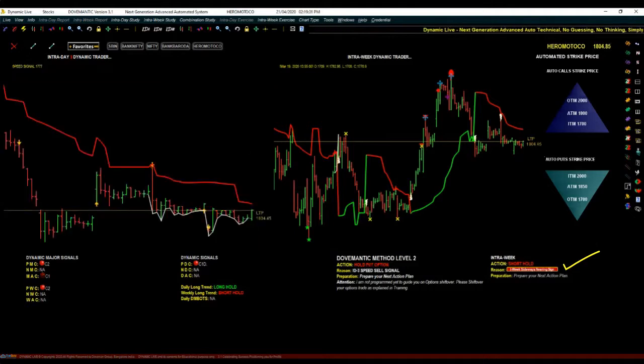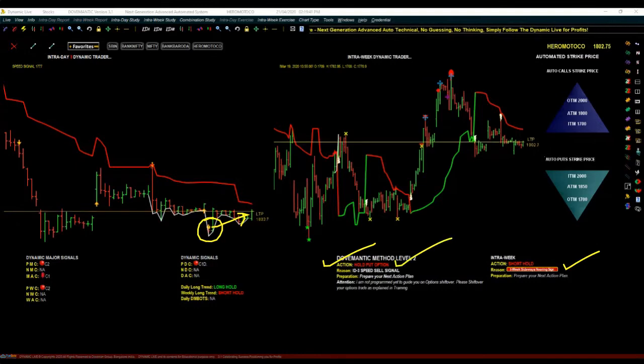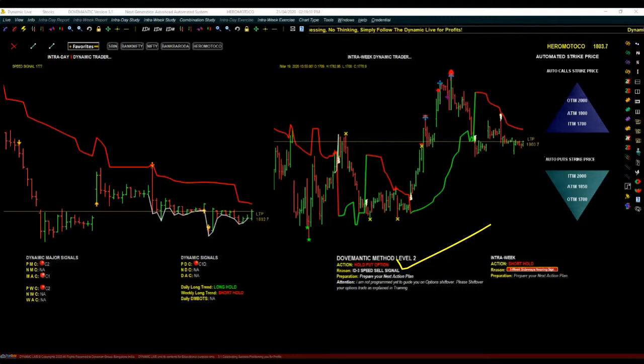Now here is the case of Hero MotoCorp, wherein it has told us to buy a put option, an intraday 3 speed signal. Somewhere here it has told us to buy a put option, after which the price is currently moving up, but still it is telling you to hold the put option. Just hold on to it, right? Hold it until it tells you to exit the put option. So this is all that you are supposed to do. Simply hold the put option as of now.